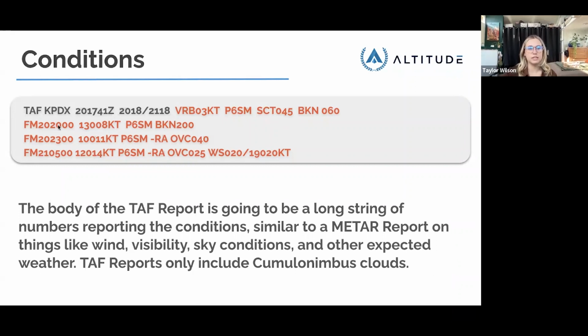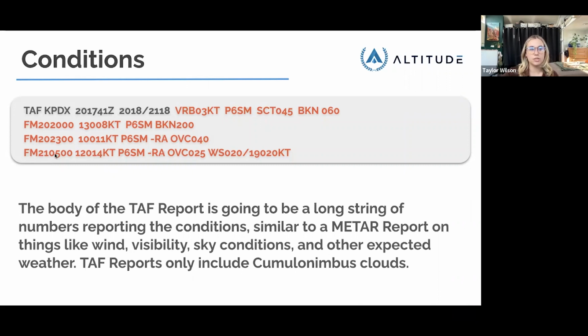Then following that, we have a few different forecasts broken down by the hours. So starting off from the 20th at 2000 Zulu, the winds are forecasted to be 130 at 8 knots, plus 6 statute mile visibility, and broken clouds at 20,000. Then from the 20th at 2300 Zulu, so 3 hours later, they are forecasting that the winds are from 100 at 11 knots, greater than 6 statute mile visibility, with light rain and overcast clouds at 4,000 feet.